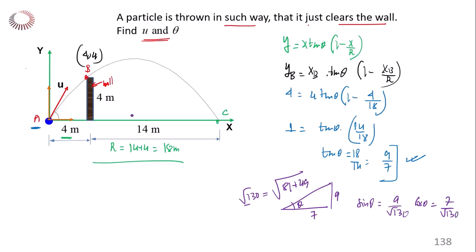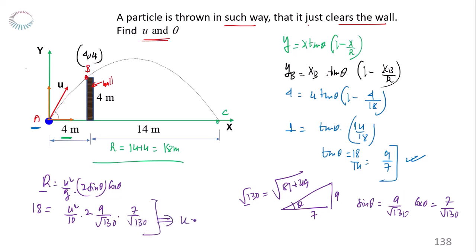So with this I can calculate the R now. What is our formula for R? R is equal to u square by g into 2 times sin theta into cos theta. Now put in the numbers. R is 18. u is unknown, so u square by 10 into 2 into sin theta, which is 9 by root of 130, and cos theta is 7 by root of 130. So simplify this, it will give the value of u. So by this method I can calculate the value of u and theta.